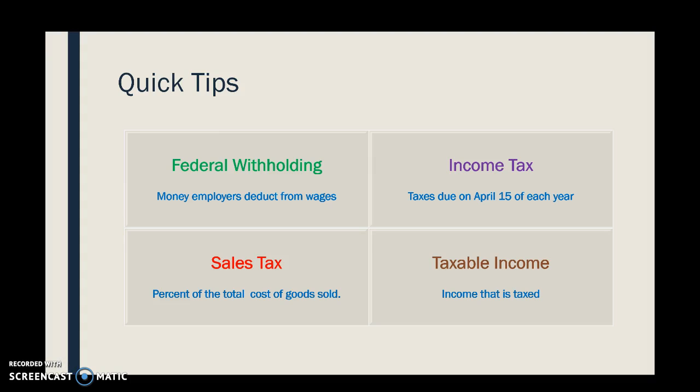Okay, so some quick tips. Take a look and fill in your chart on your notes. So federal withholding is money that employers deduct from wages. So that's before it even hits your bank account. Income tax, that's taxes that are due on April 15th of every year. So that's coming up for everybody. Sales tax is the percent of total cost of goods sold. So every time you go to a store and buy a shirt, it's 8.25% here in Houston and Texas. So you pay that each purchase. And then taxable income, that is your income that is taxed.